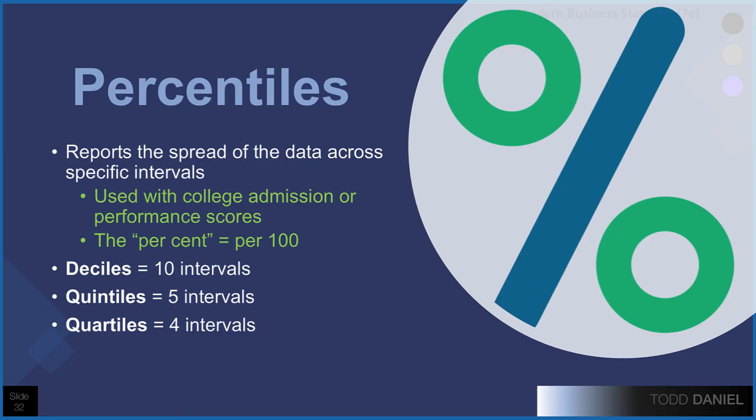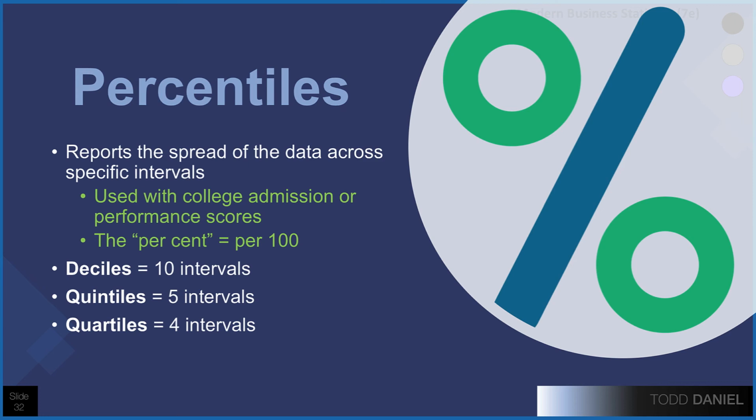I'm going to walk you through a number of ways that we might get there. I'm going to start with one that you might not really think about as a measure of variability, but it does show us some ideas about spread in a distribution. It's called percentiles. So percentiles report the spread of the data across specific intervals.